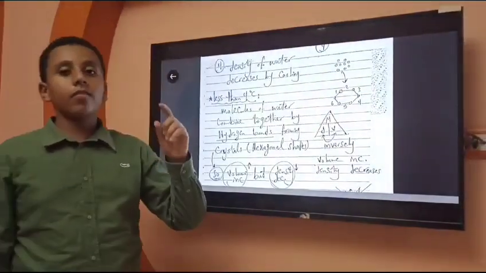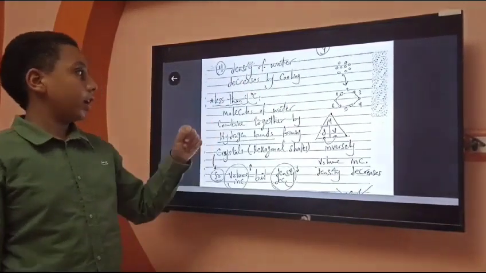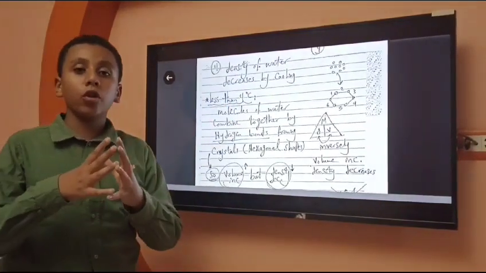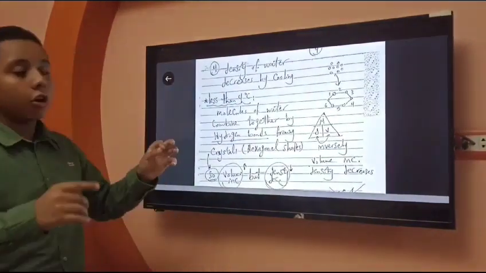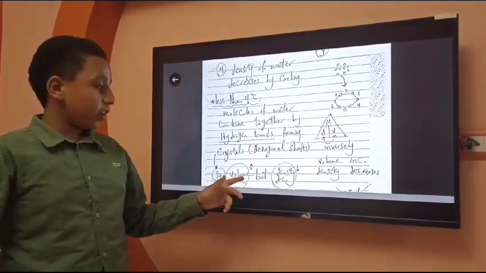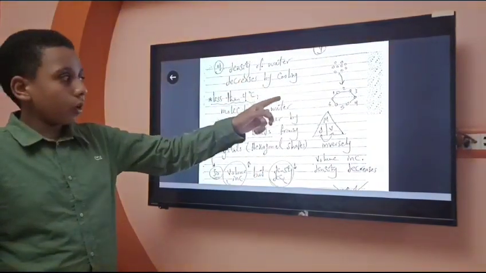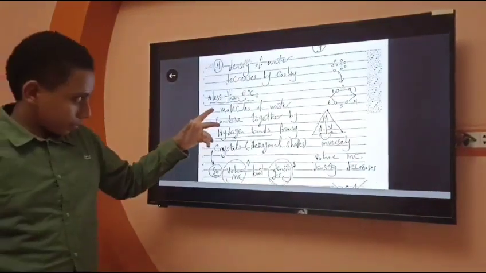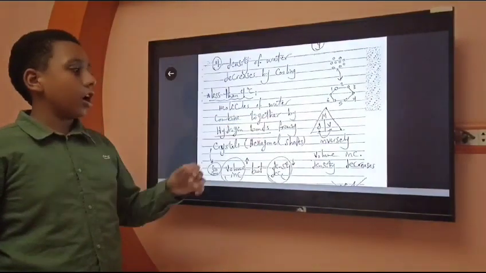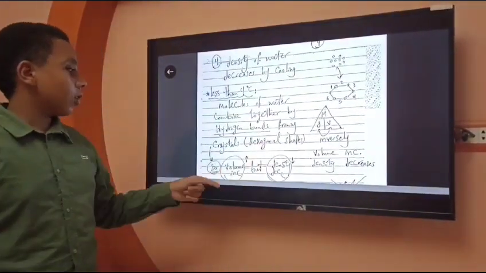The fourth thing in the physical properties: the density of water decreases by cooling. Below 4 Celsius degrees, molecules of water combine together by hydrogen bonds, forming crystals or hexagonal shapes. So the volume increases but the density decreases.